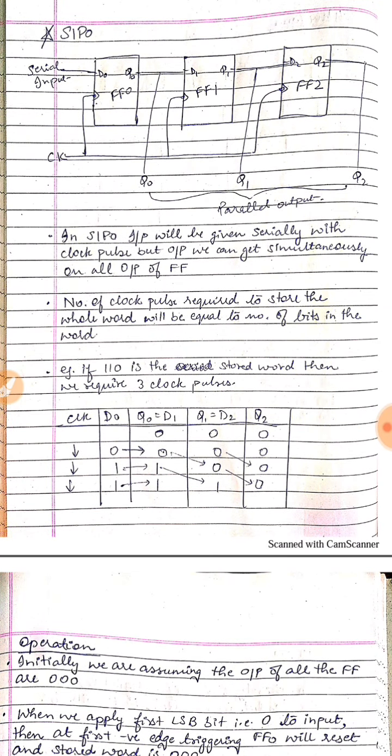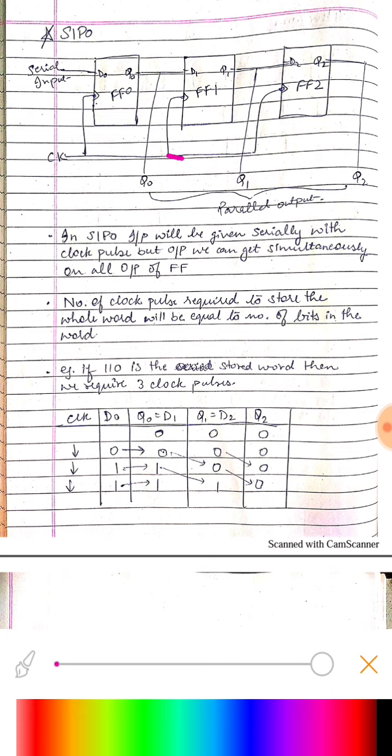Okay, now the next is serial in parallel out, that is the data is fed into the flip flops or the shift register serially and we get the output simultaneously, that is parallel out. We get the data in parallel form, but it is feeding into the shift register serially, so it is called serial in parallel out. We can get the output from all the flip flops simultaneously, that is why it is called parallel output.